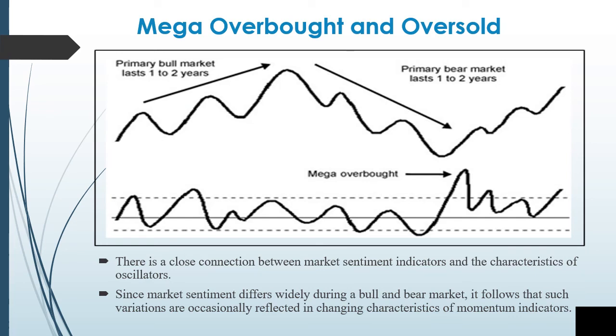Okay, we look at this figure, mega overbought and oversold. So kat sini kita tengok this one, primary bull market last 1 to 2 years. So ini adalah uptrend lah. Dia akan tengok point cecah semua, and this one dia reversal and then make a correction and also dia jadi downtrend.